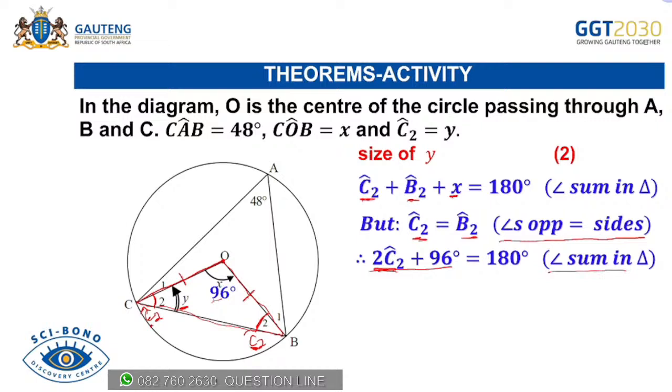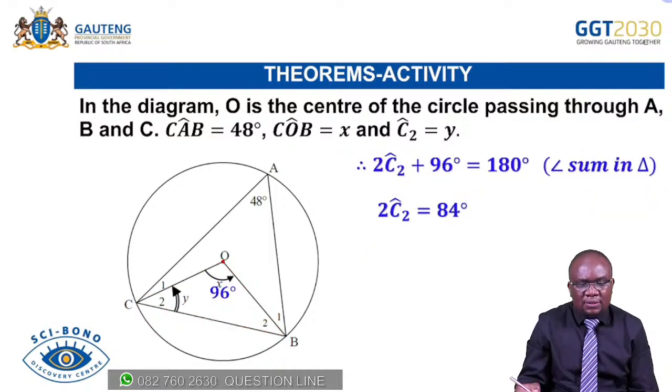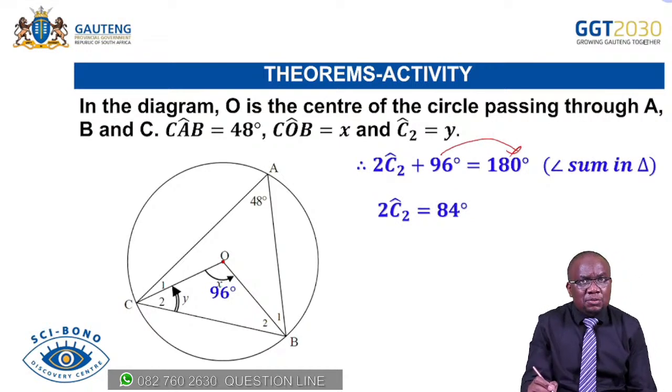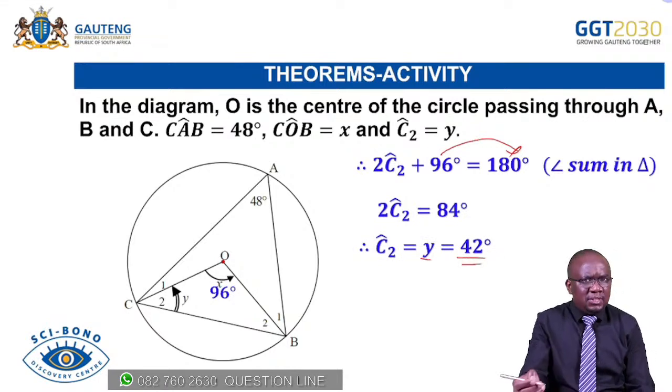Okay, now we can solve for what? For our Y. Remember, this is Y. So now we solve for Y there. And then we transpose. And then we divide by 2 both sides. C2, which is equal to Y, is equal to 42 degrees.